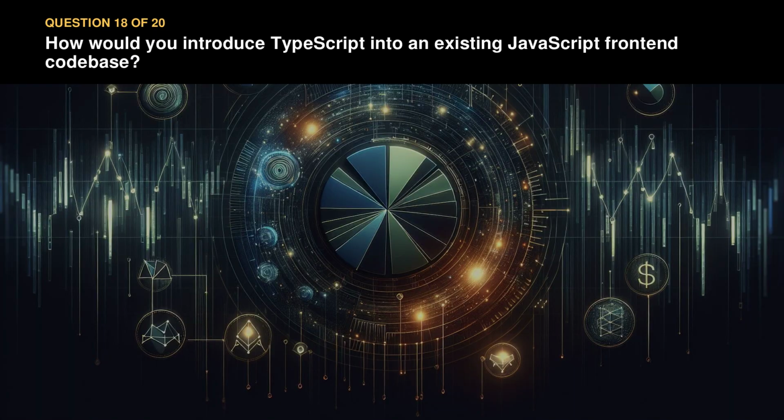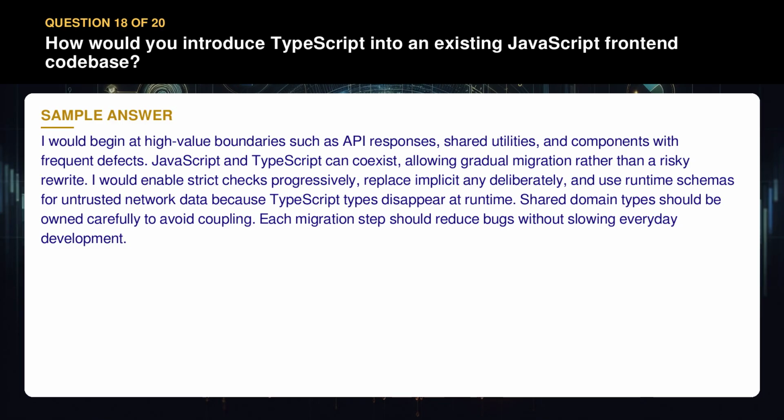Question 18. How would you introduce TypeScript into an existing JavaScript frontend codebase? I would begin at high-value boundaries such as API responses, shared utilities, and components with frequent defects. JavaScript and TypeScript can coexist, allowing gradual migration rather than a risky rewrite. I would enable strict checks progressively, replace implicit any deliberately, and use runtime schemas for untrusted network data because TypeScript types disappear at runtime. Shared domain types should be owned carefully to avoid coupling.